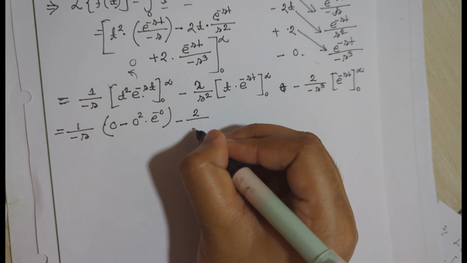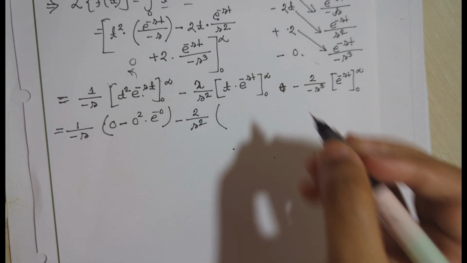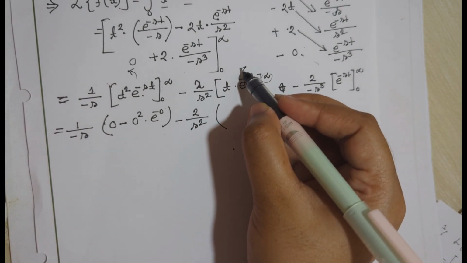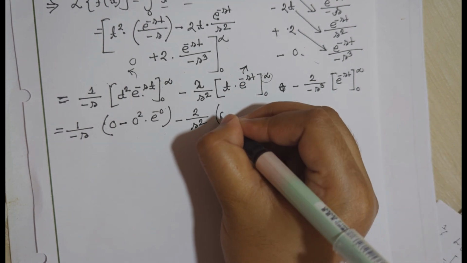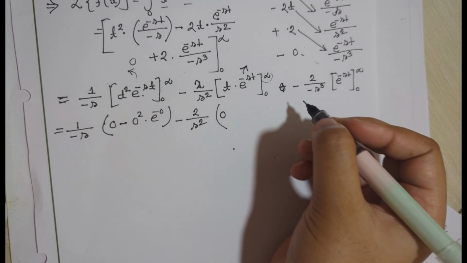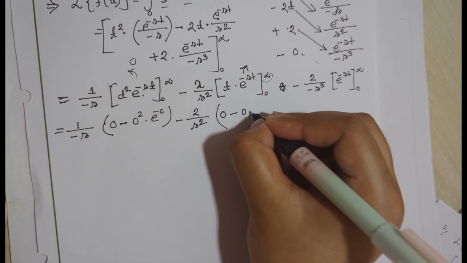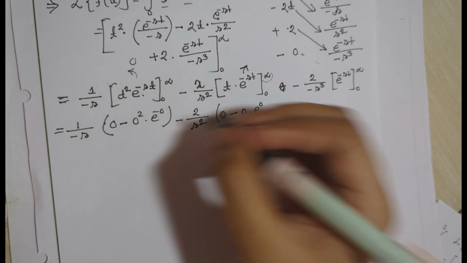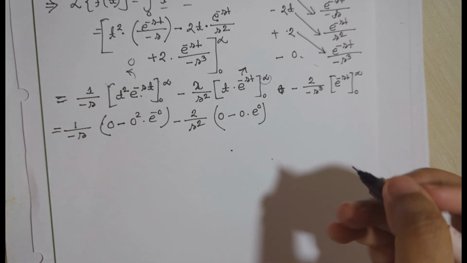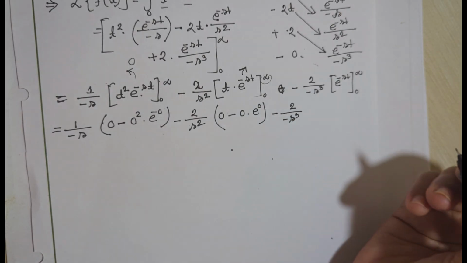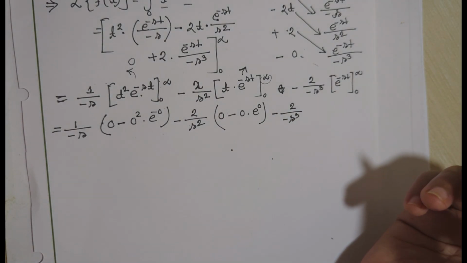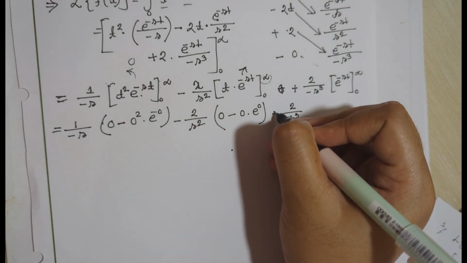Now let's see the second term, 2 divided by s square into, here we'll also find the same thing, which is e to the power minus infinity. So our higher limiting value will be 0, and our lower limiting value will be 0 into e to the power 0, which is similar to this, means our whole term will be 0. And our third term will be e to the power minus s cube. Sorry, here it will be plus.